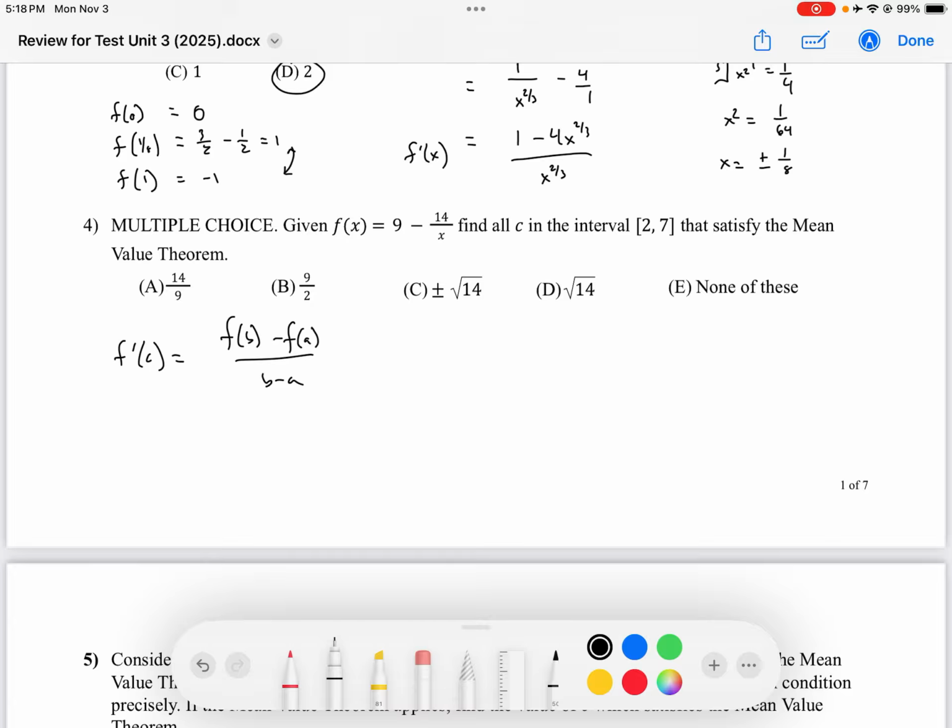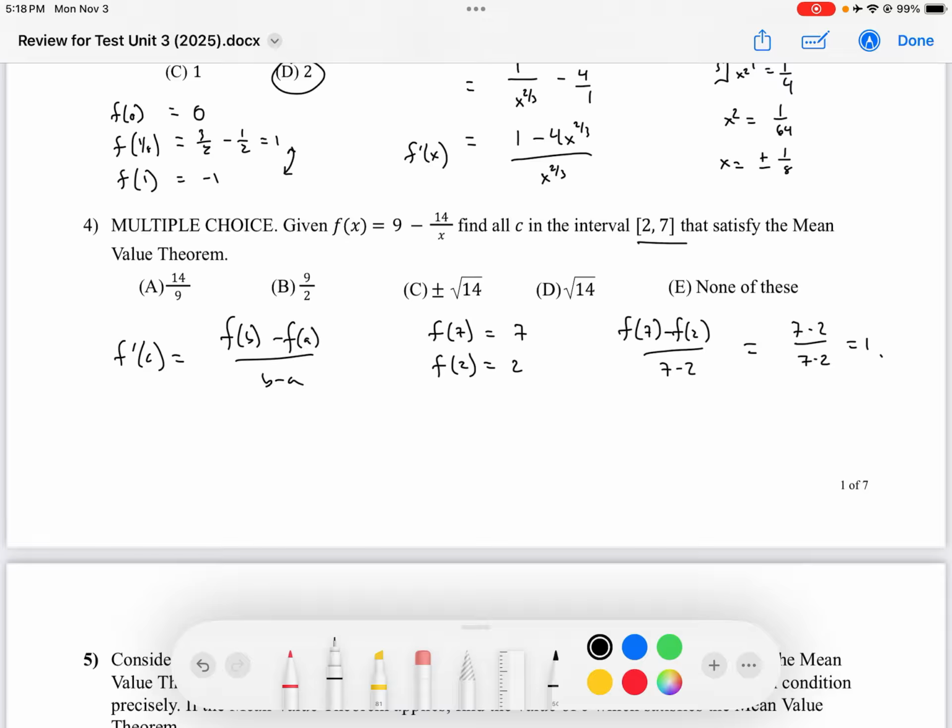So let's see here, 2, 7. Well, f of 7 is equal to 9 minus 2, which is 7. F of 2 is equal to 9 minus 7, which is 2. That means that f of 7 minus f of 2 divided by 7 minus 2 is just equal to 7 minus 2 over 7 minus 2, which is equal to 1. So the average rate of change on this interval, or the slope of the secant, is 1.